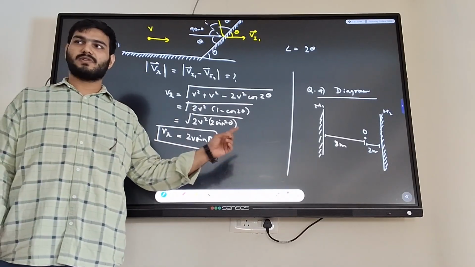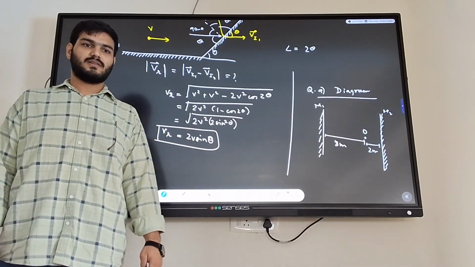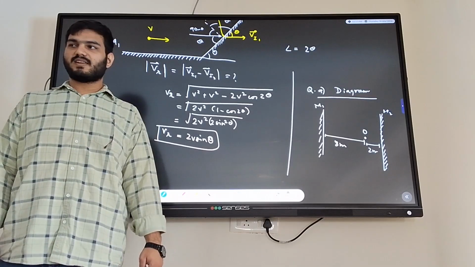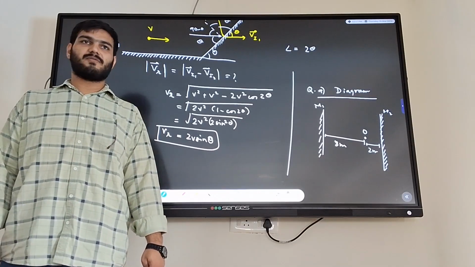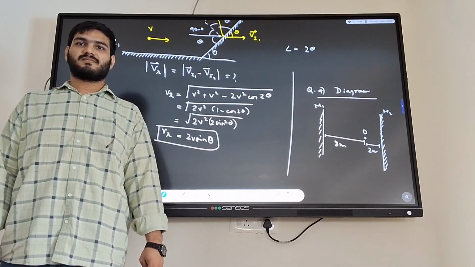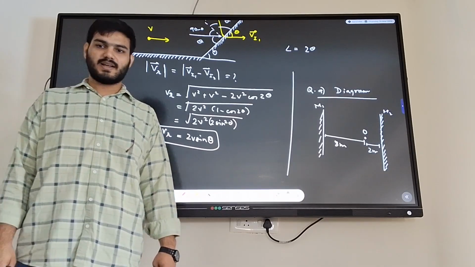Question number 10 is doable. Take it as a homework. And the rest of the questions fall into the category of homework questions. Sir, but it requires a diagram. Question number 10.